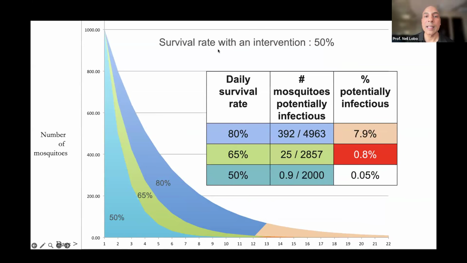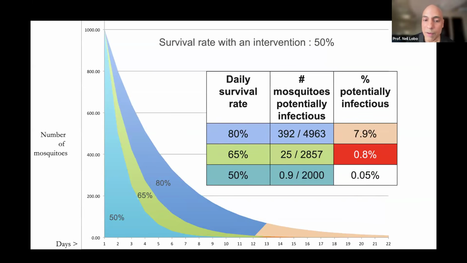And here's something interesting. Let's say you have a daily survival rate of 50%, a really good intervention. You will have almost no infectious mosquitoes. Can you see this? The light blue at the bottom? Only 0.05% of them. So you can have a huge number of mosquitoes flying around, and almost none of them can give you malaria. And that is why adult vector control interventions are so impactful.